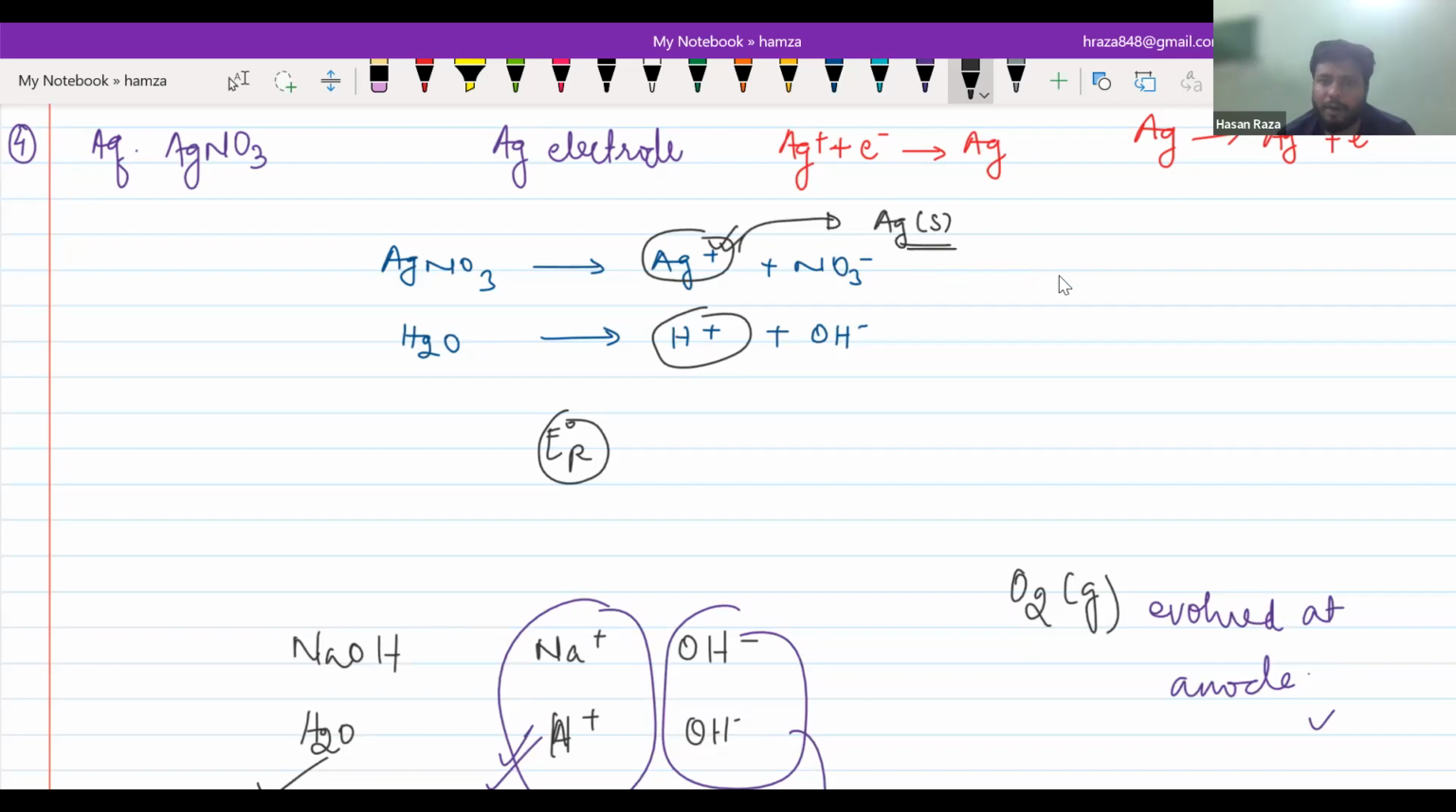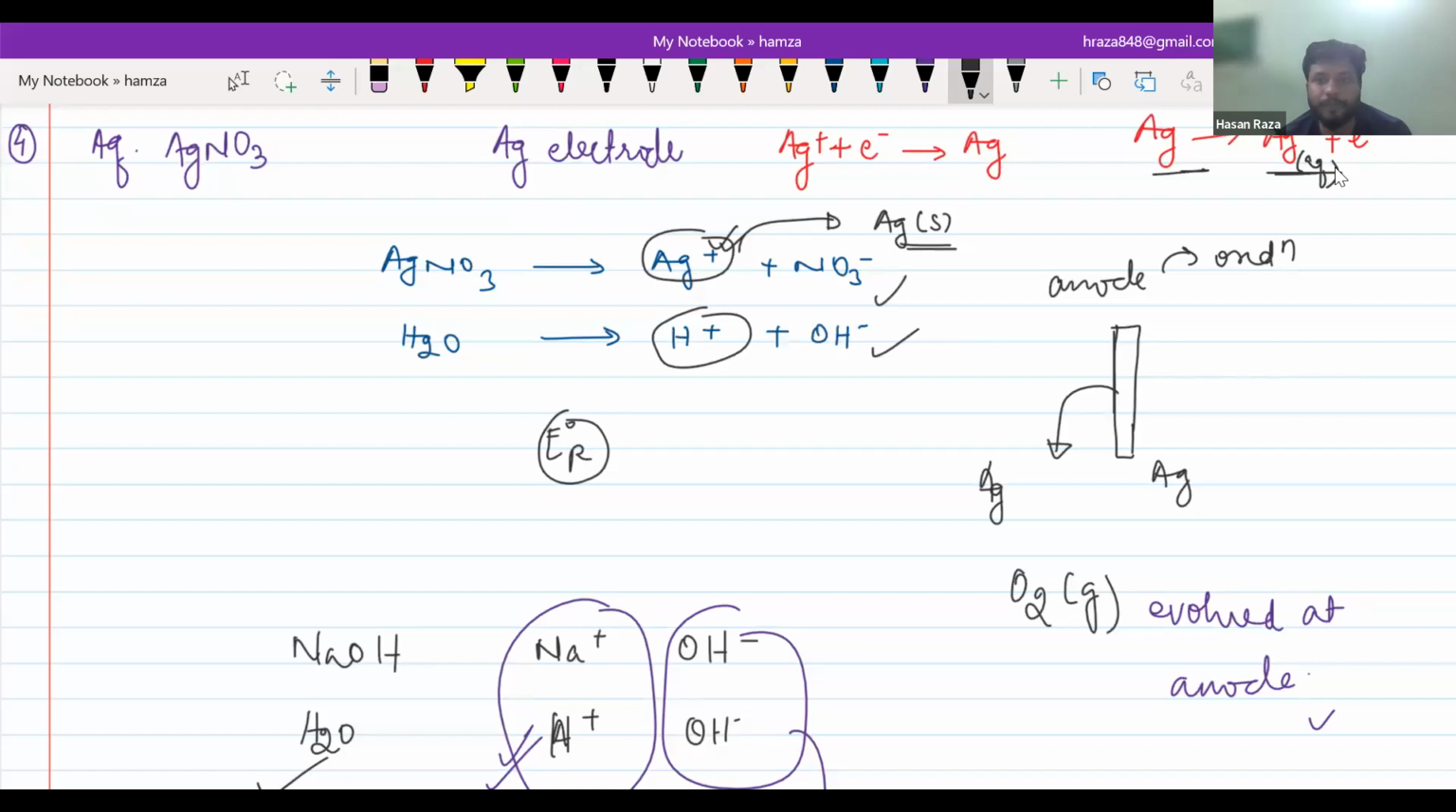Now when we talk about the anode, at the anode everyone knows that there will be oxidation, but this anode is made up of Ag, and it will have more tendency to oxidize than these two. That's why it will lose one electron and form Ag plus. So the product at the anode will be Ag plus aqueous. So please write it.